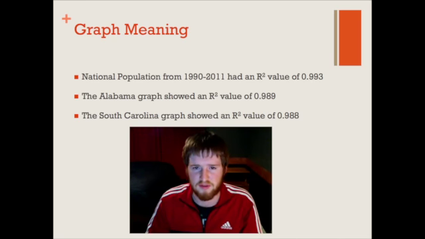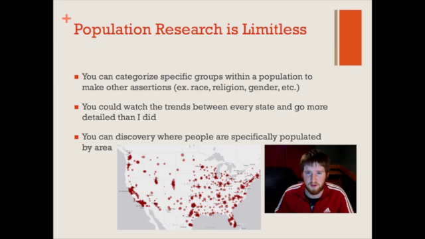When I first started looking at my data for this project, I found that population research is pretty limitless. You can make it as specific as you want. You can filter it down to be about race, religion, gender. You could also be more specific about your areas and choose more states than just 2 like I did. You can also discover the specific zones that are populated more densely, like this illustration at the bottom shows.